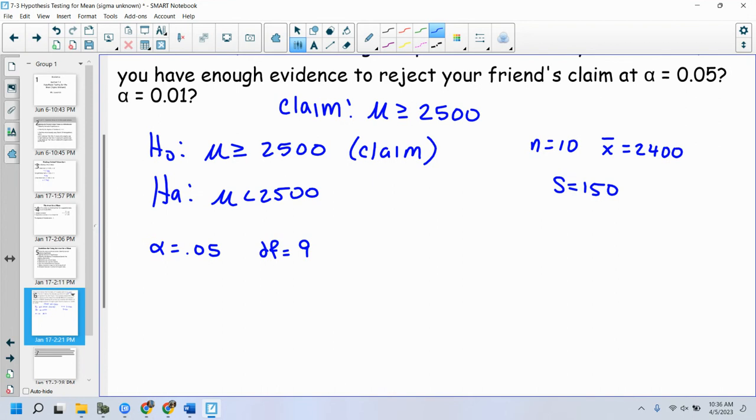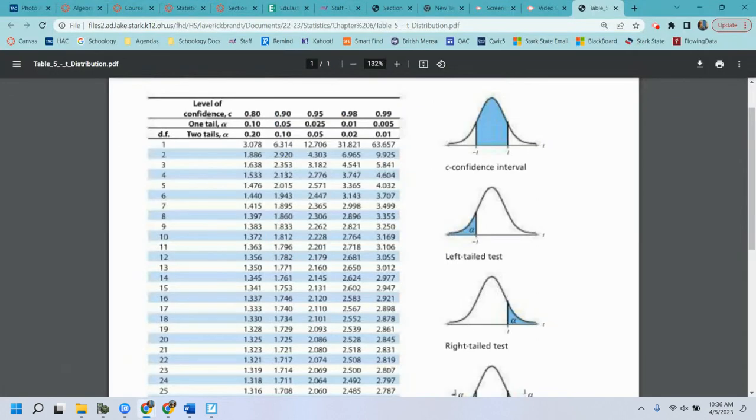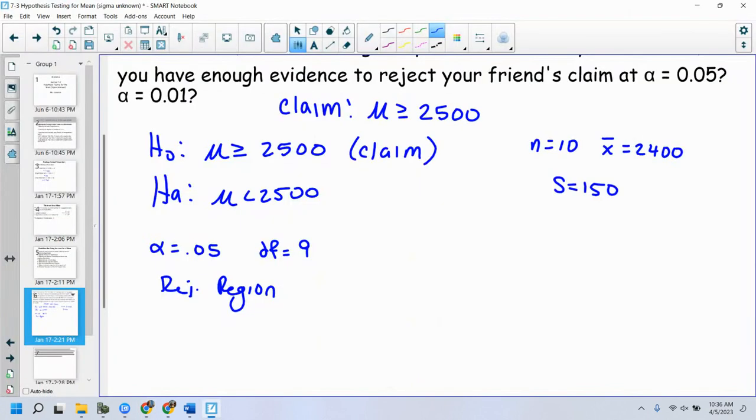All right, so therefore, what is my rejection region? Okay, let's go back. Now, is this a one-tail or two-tail test? One tail, right? And this is a left tail, right? So this is a left tail alpha 0.05. So alpha 0.05, degrees of freedom 9, one tail: 1.833.